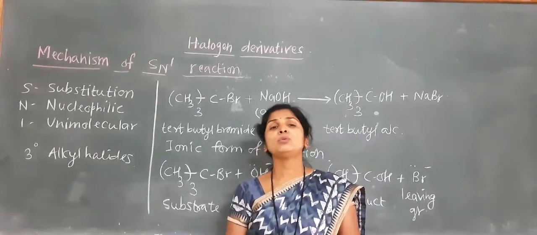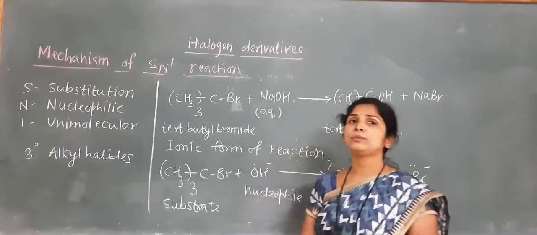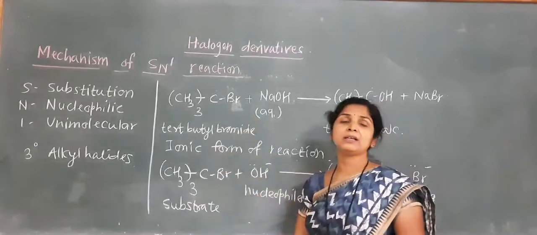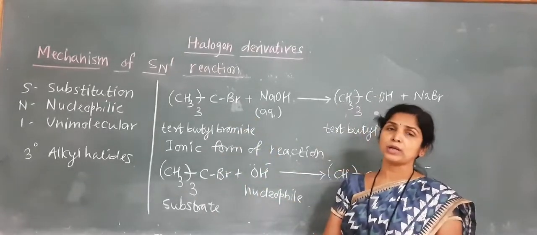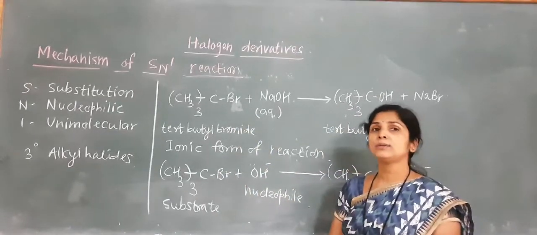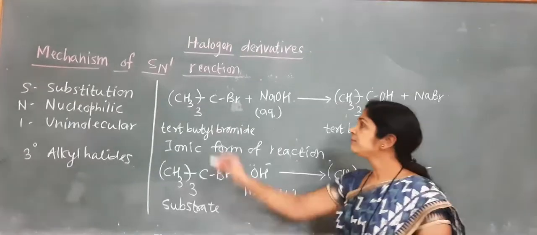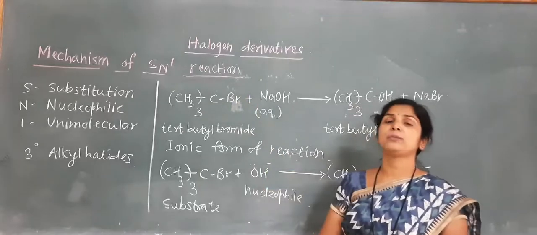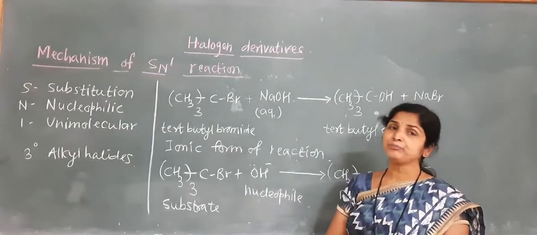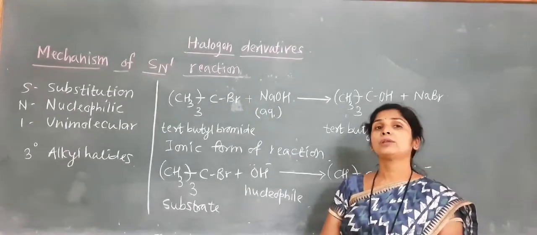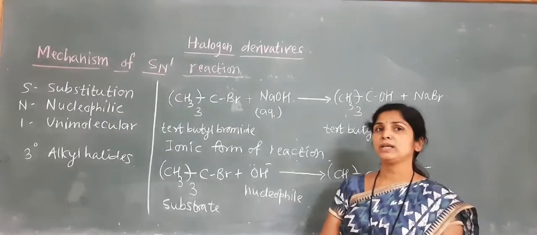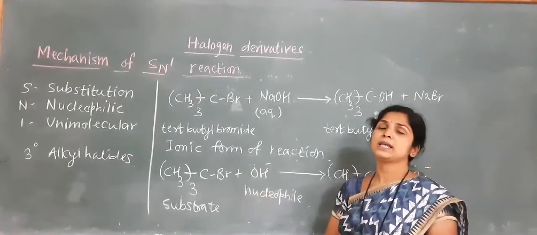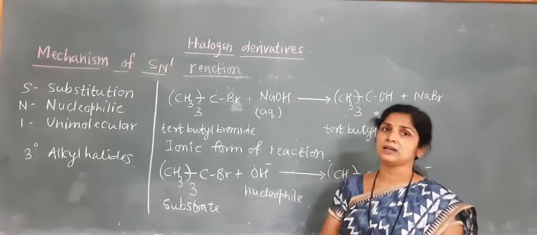Now, if we have to take an example of such a tertiary alkyl halide, the simplest example I have written here is tert butyl bromide. The formula for tert butyl bromide is (CH3)3CBr. So 3 methyl groups are attached to a central carbon atom, and the fourth valency has bromine attached to it. So tert butyl bromide is the example of the tertiary alkyl halide.